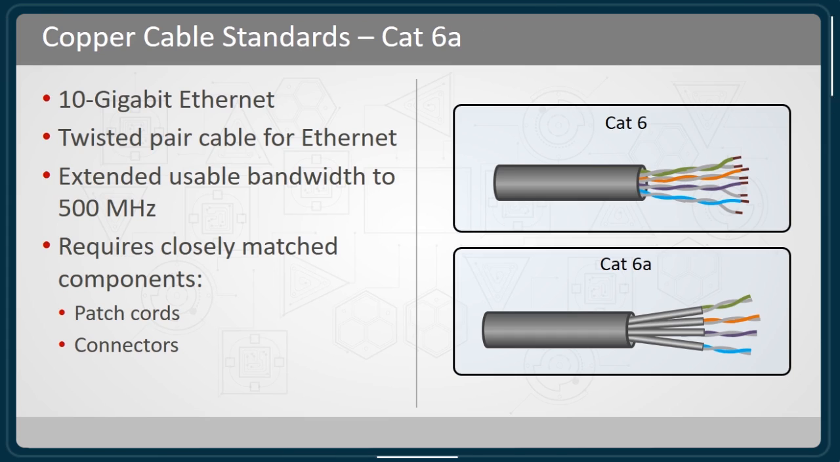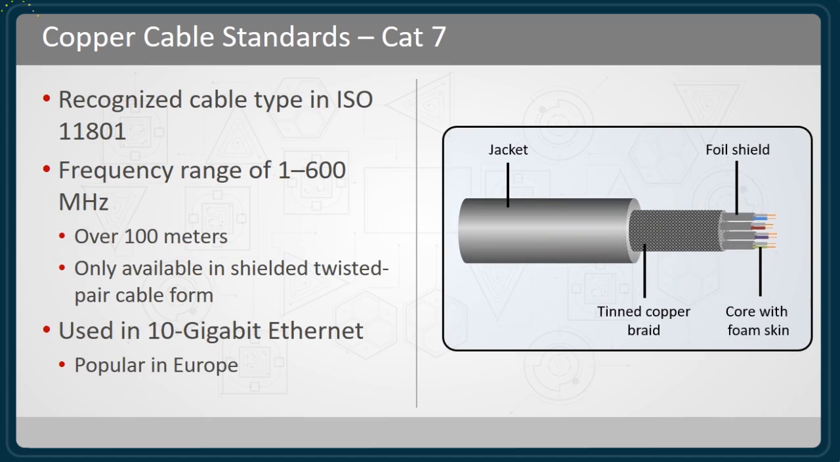Now, typically, one of the main differences between 6 and 6A was the shielding, as you see in the graphic. It was possible to get unshielded 6A, but almost all implementations of 6A came by default with that shielding. So again, it reduced the interference and the crosstalk and was just better capable of supporting the higher speeds over greater distances.